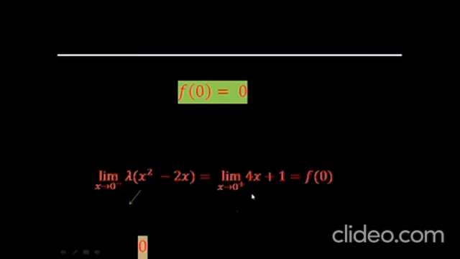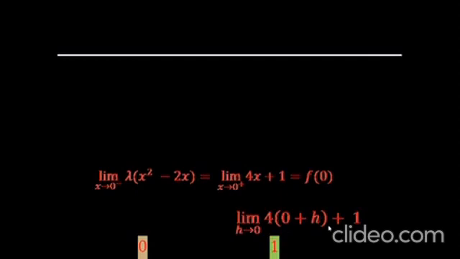In the right hand limit also, we can write limit h tends to 0, 4 multiplied by (0 plus h) plus 1, because x is replaced by 0 plus h. After simplifying it, again we get the result as 1. So on the left hand side we get 0 and the right hand side is 1, and f(0) is also equal to 0. The function is discontinuous at x equal to 0.